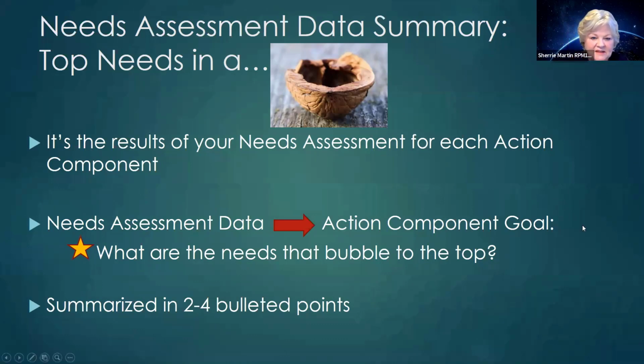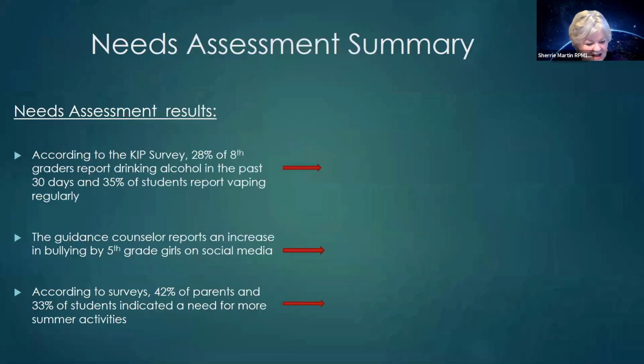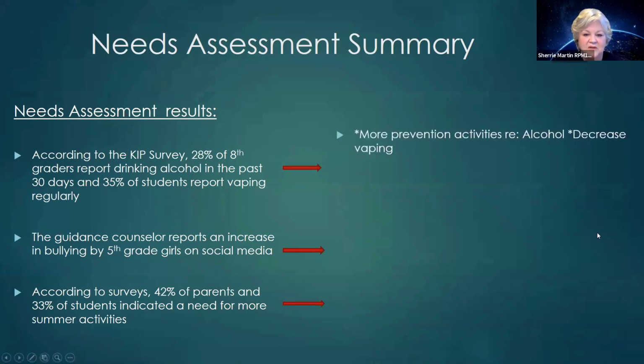Right? We'll give you some examples in the next slide. Now these are data statements. So if your piece of data says, according to the KIPP survey, 28% of eighth graders report drinking alcohol in the past 30 days, and 35% of students report vaping regularly, and let's say you have other data about substance abuse also, what are the needs that bubble to the top in this data statement? Can you click, Greg? There we go. So obviously a need is you want more prevention activities about alcohol prevention, and you want to decrease vaping.